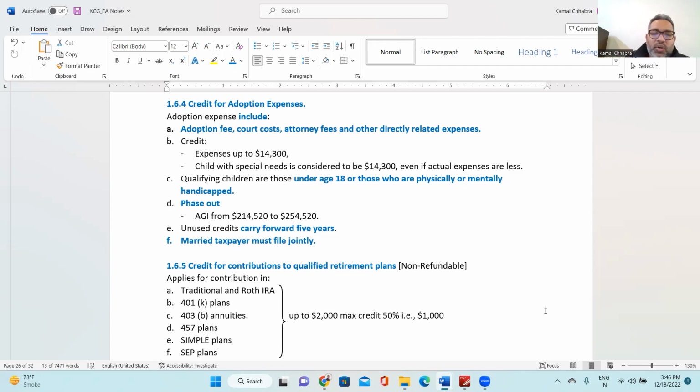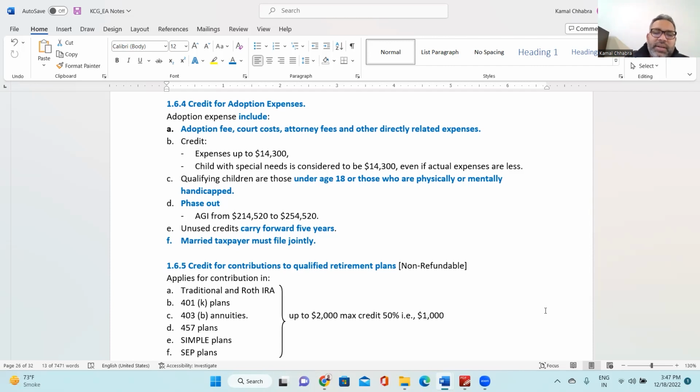And there is a phase out also. If your adjusted gross income is more than $214,520 but less than $254,520, then in this bracket there is a phase out of the $14,300. So we'll do the math for it.